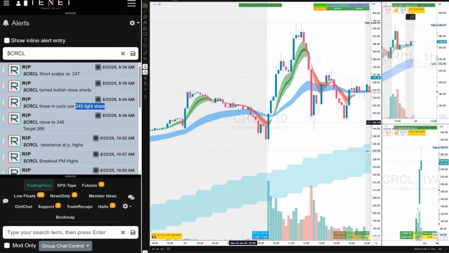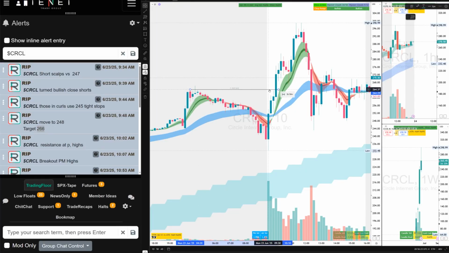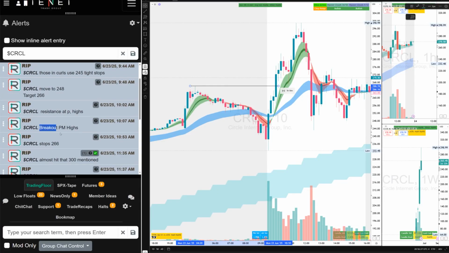I gave the stops at 245. Once it started to push, we moved the stops to 248. The target I gave was 266. Where did that target come from? That target came from pre-market highs around this area, and then there's a resistance. As soon as it broke out, I told the traders a breakout of the pre-market highs. Now you see, this was a resistance. Now it becomes our support. Now that becomes our risk level. So 266 becomes a risk level.